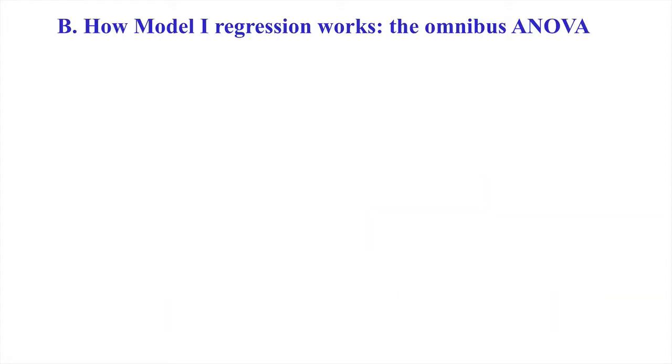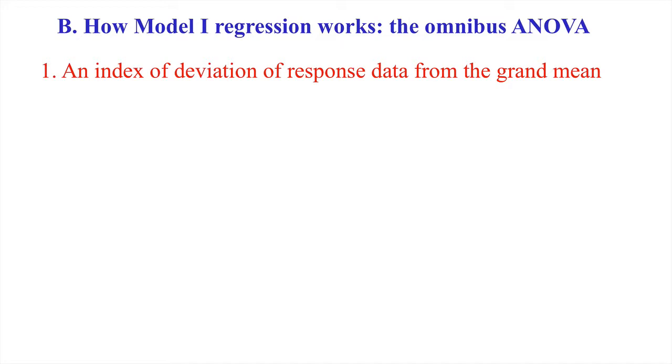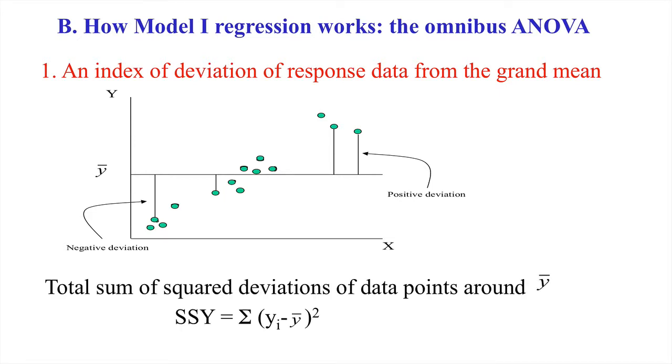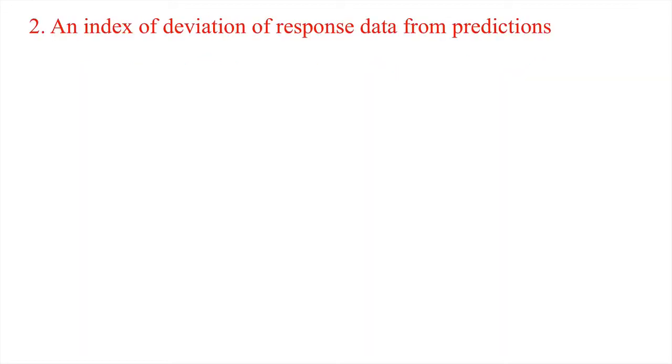How does Model 1 regression work? Well, the first thing is that it creates, in one way of seeing the regression, an overarching analysis of variance, and I just want to introduce this to you. The first is an index of the overall variability in the data. This is the total sums of squares of points around the overall grand mean. So there's the grand mean response, and we're simply working out a total sum of squares, just as we did with the analysis of variance. So that's one measure of the variability in our data.